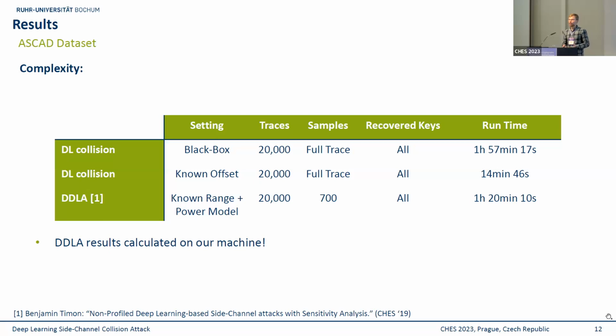Because, as I said, the leakage identification only needs to be performed for a single byte, and one model is enough to recover all key differences that are relevant. We also performed the differential deep learning attack by Timon on our machine and only used those sample points that contained the relevant leakage. In this case, the attack took around 1 hour and 20 minutes.